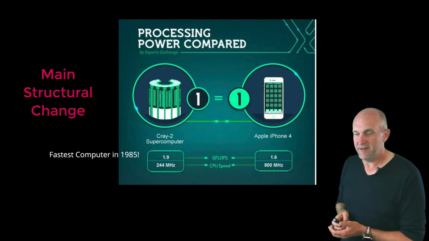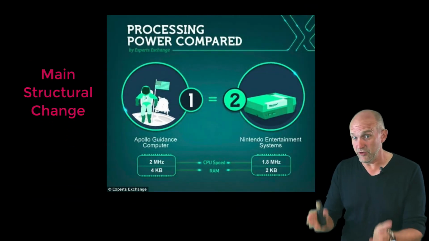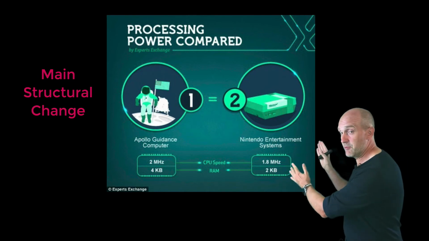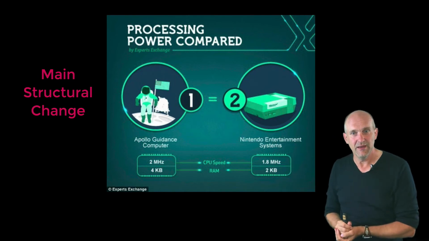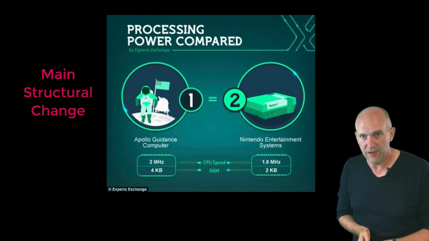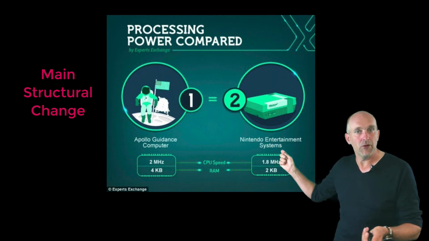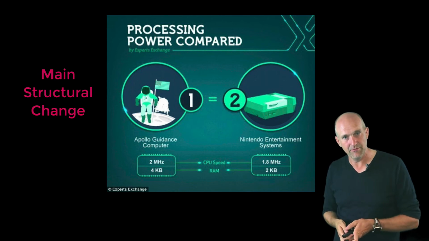If you look at the Apollo guidance system, the system that was used in order to send people to the moon, it had the same computational power as a Nintendo Entertainment System. And this is crazy, right? So the amount of computational power is crazy. Another way to put it is that this Apollo guidance system had less processing power than a current iPhone.